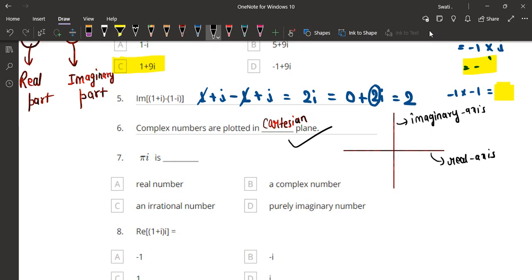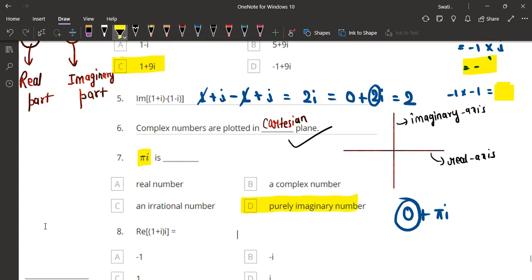An irrational number is like another set, right? So irrational numbers are all the numbers that are non-terminating and non-repeating, right? And purely imaginary number. Purely imaginary number is a number in which the real part is 0, right? So you can see here this pi I. This pi I, of course, we can write down in the form of 0 plus pi I. And when I'm writing this as 0 plus pi I, that means the real part is 0. And when the real part is 0, that number we can also call as purely imaginary number. So therefore, the correct answer is option D.